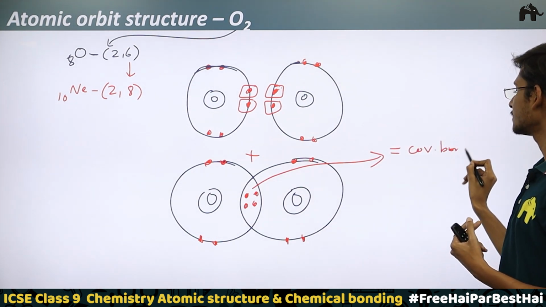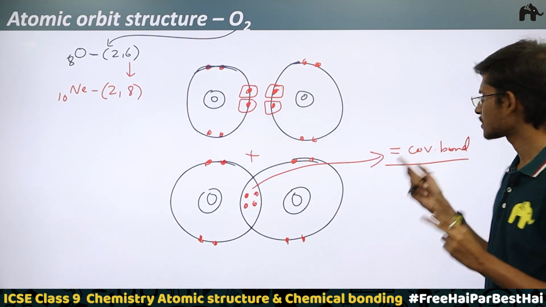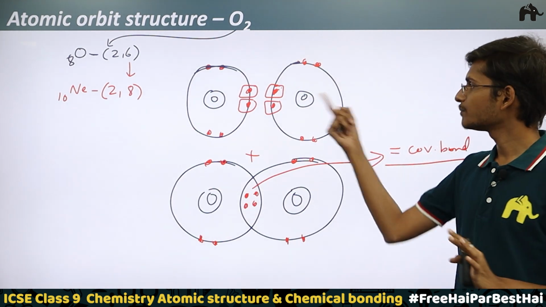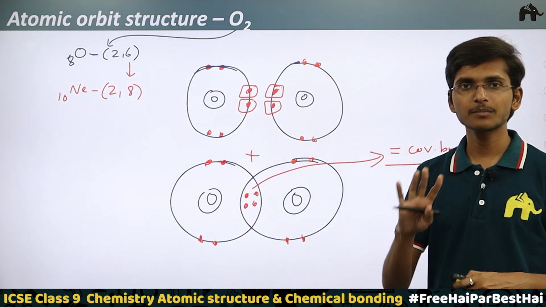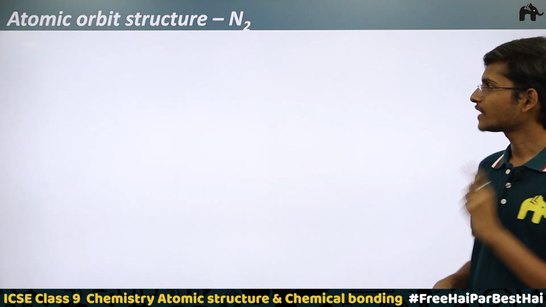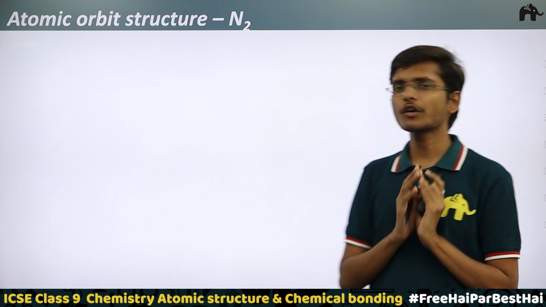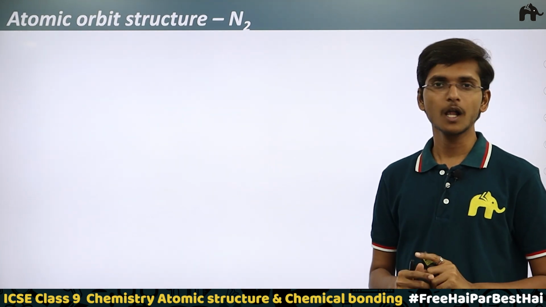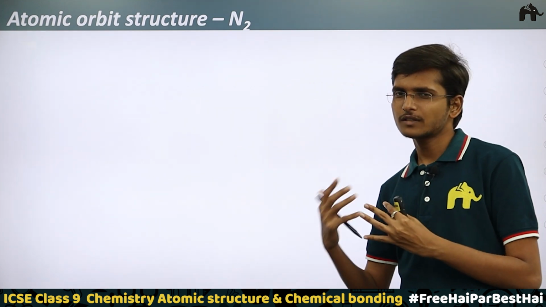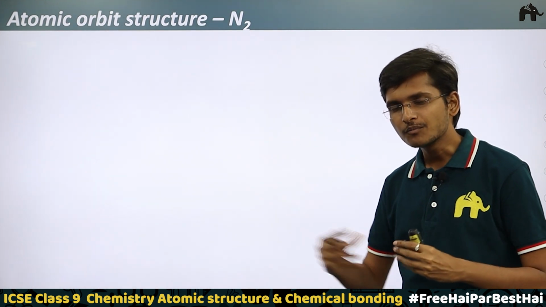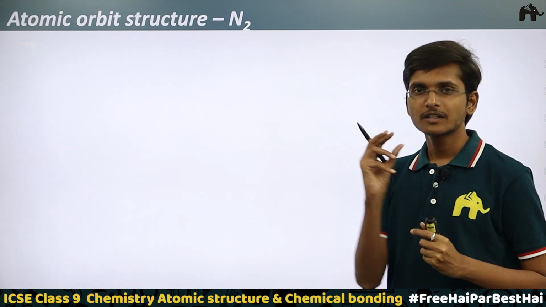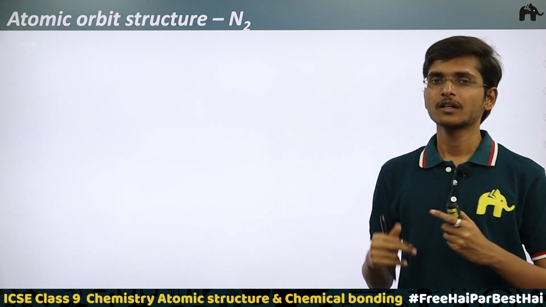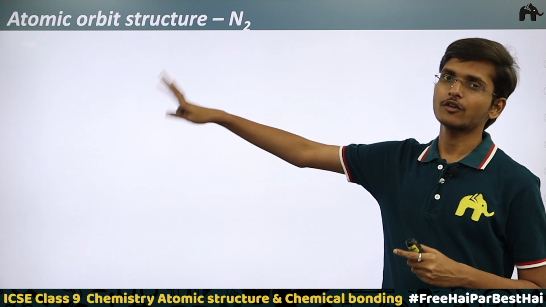I'm just writing the symbols. You just write in words, double covalent bond. Clear? Before combination, after combination. Very simple. In a similar manner, now you try to think on your own how nitrogen atoms would combine to form a nitrogen molecule. The method of formation is absolutely the same as that of hydrogen, chlorine and oxygen.